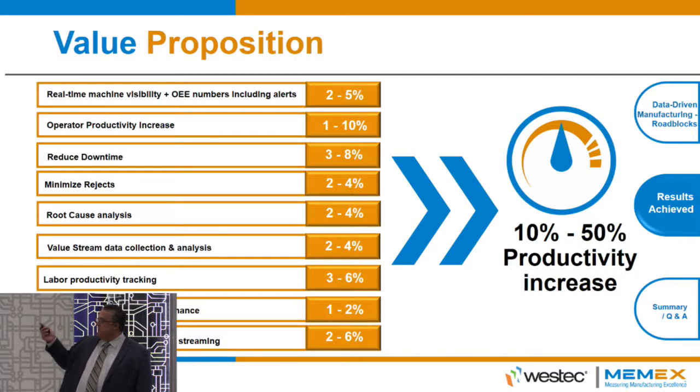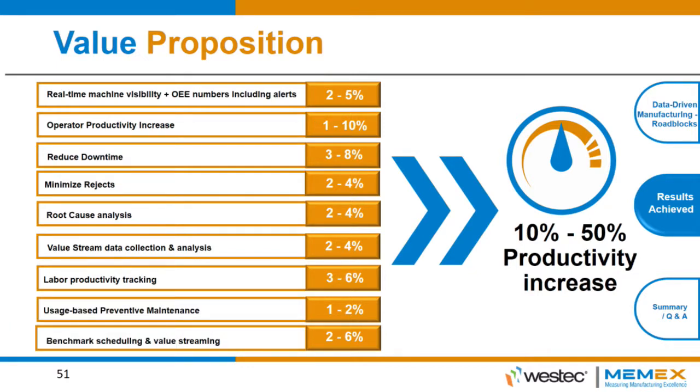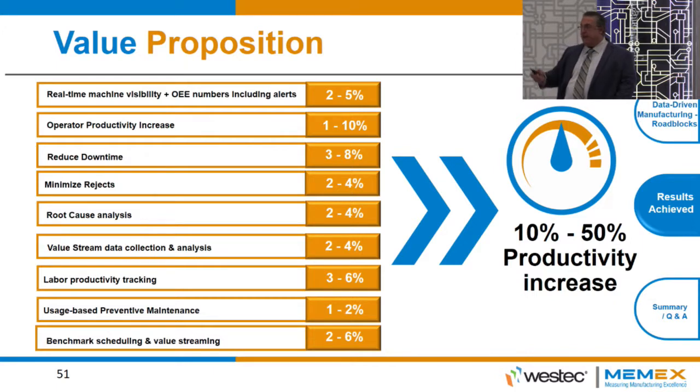When we look at what the value proposition is in all of these different buckets, this is typically what we see. Root cause analysis, obviously reducing downtime, operator productivity increase. Very small numbers, but they add up to somewhere between a 10 and 50% productivity increase. And every one of these are just little buckets, little small micro changes that got made that add up to a really big number.